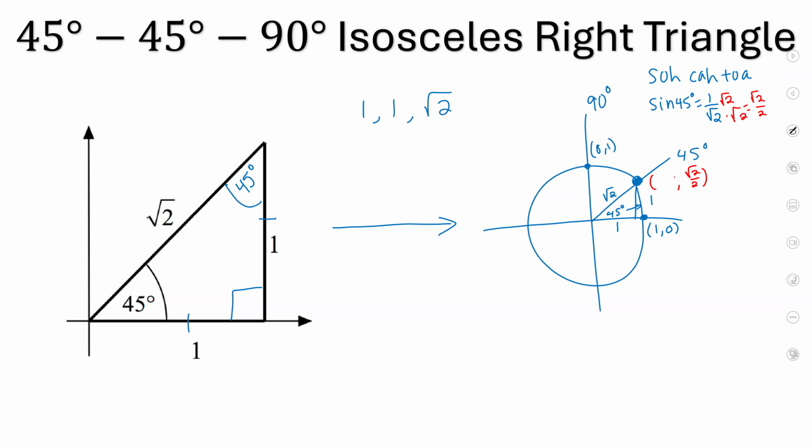Cosine is going to be the exact same thing. Cosine of 45 degrees is the adjacent side over the hypotenuse side. So we get the exact same thing, square root of 2 over 2.